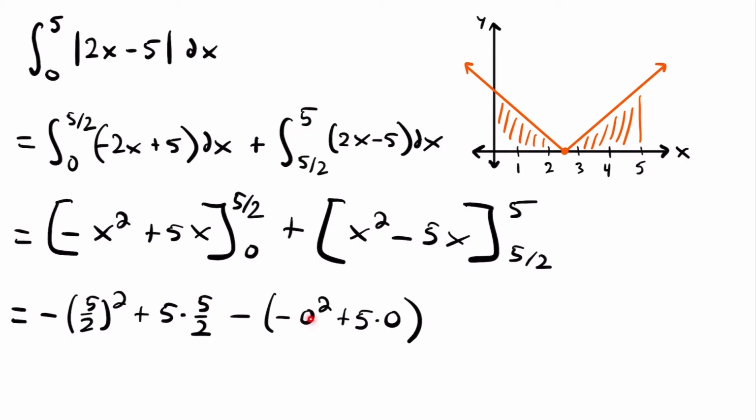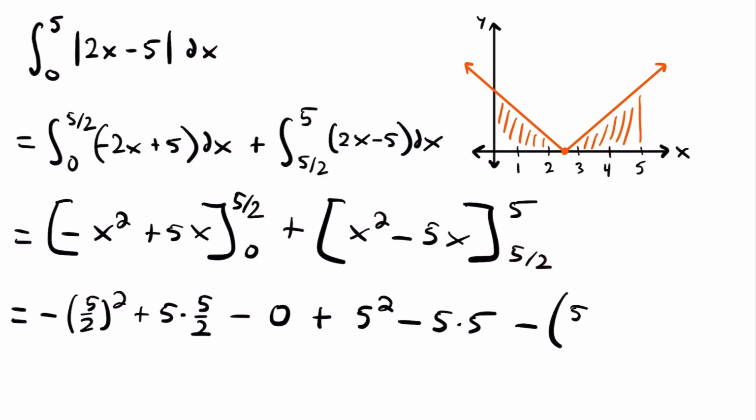But note that 0 squared is 0, and then plus 5 times 0 would still be 0. And so we're really just subtracting 0. So I'll just write that. And then that will be added to 5 plugged into this function. So we'll have 5 squared minus 5 times 5, and then we will subtract, plugging in 5 halves into this expression, and so we will have 5 halves squared minus 5 times 5 halves.